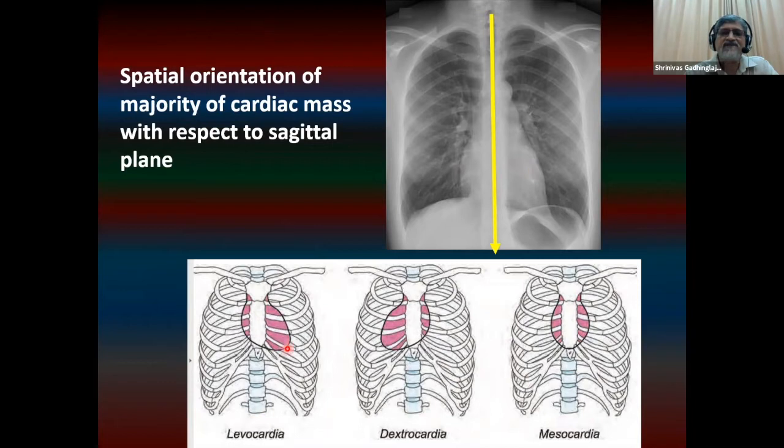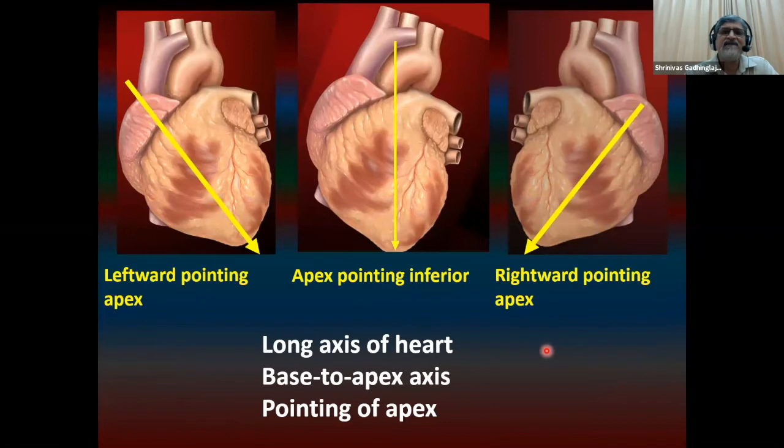Normally, when the mass is on the left side, it's called levocardia. When it is on the right side, it is called dextrocardia. And when it is in the midline, it is called mesocardia. And the second thing is the long axis of the heart, or the base to apex axis of the heart. There can be three positions: the leftward pointing apex, the apex pointing to the inferior side, or the rightward pointing apex.